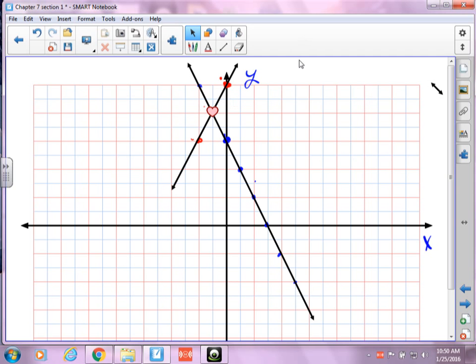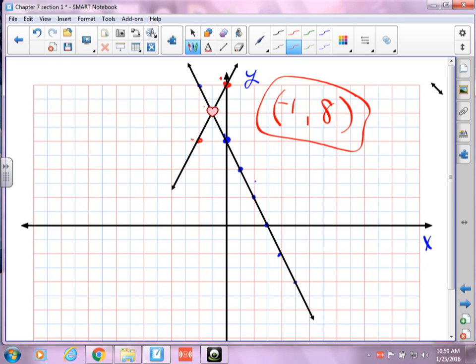And I'm going to get an ordered pair. What's my ordered pair? Where do they intersect? Negative 1, 8. And if I were to check that ordered pair, which equation should it check in? Both. And if they don't check in both, what? You did something wrong. So now we got to go find it, right?